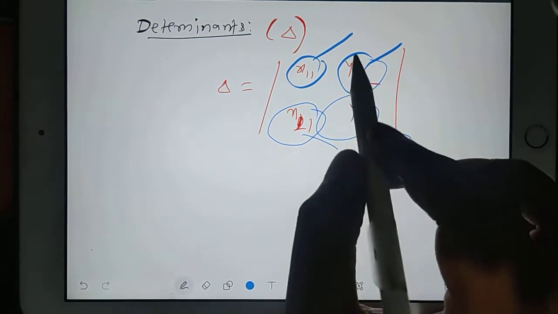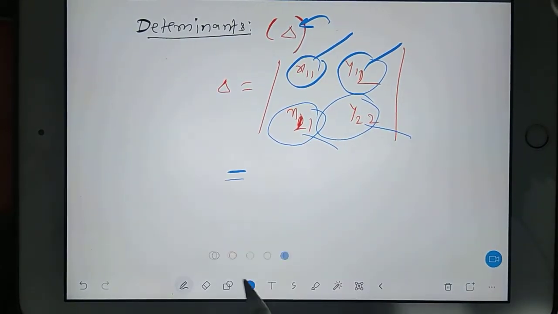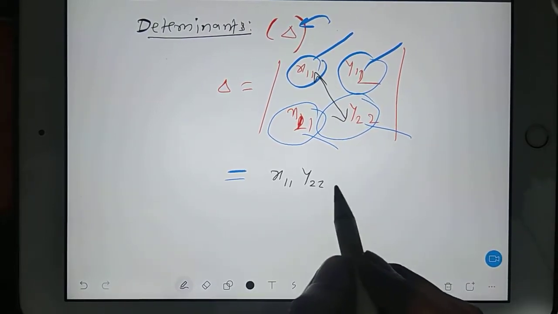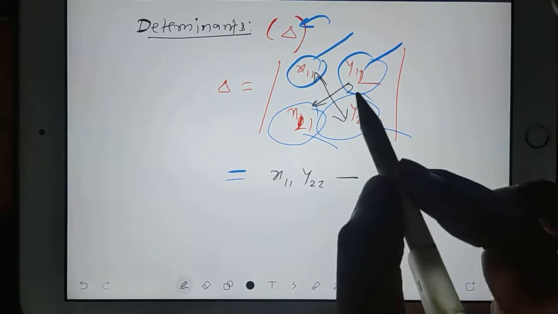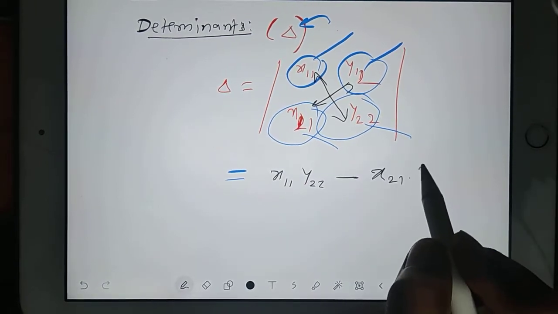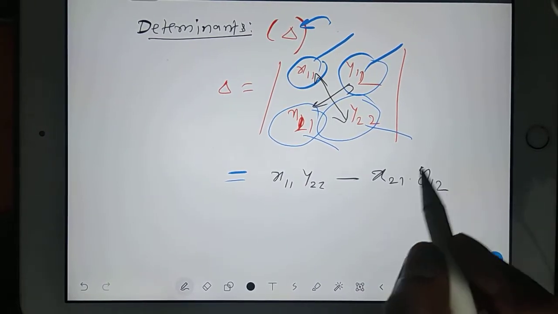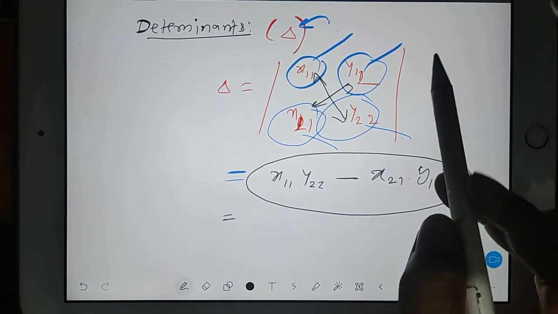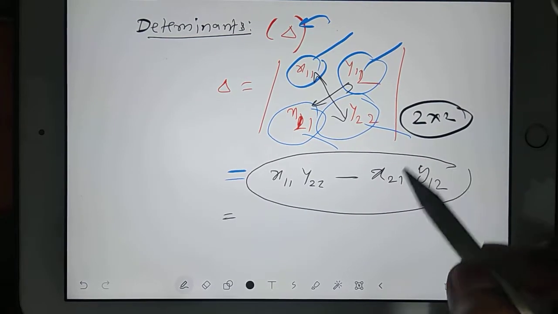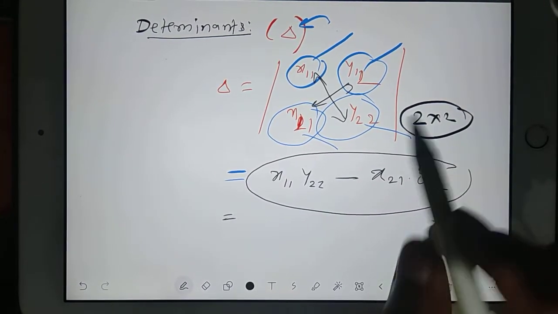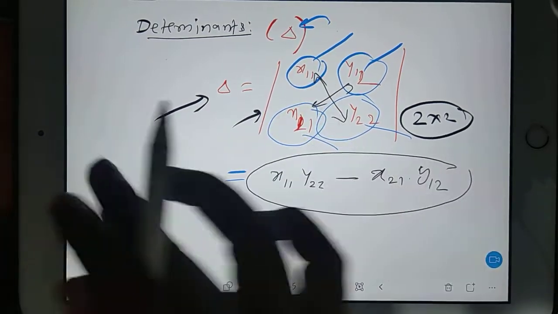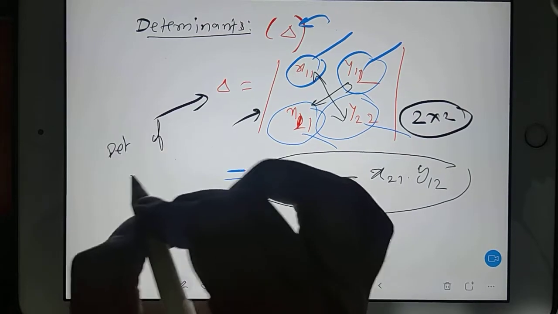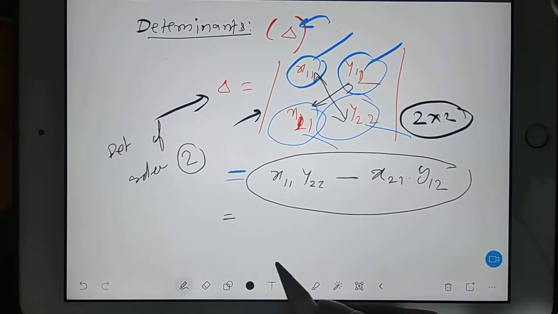How will you find the determinant of this? Very basic concept. Multiply these two together, so x11 y22, and then put a minus sign and multiply these two together, so x21 and y12. Here we have a 2 cross 2 matrix, that's why we could easily find the determinant. This determinant is called a determinant of order 2.